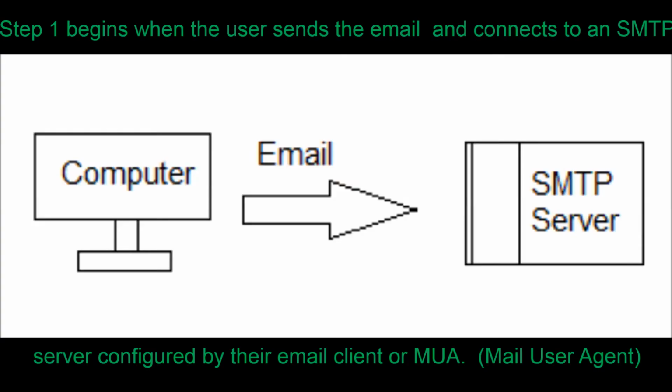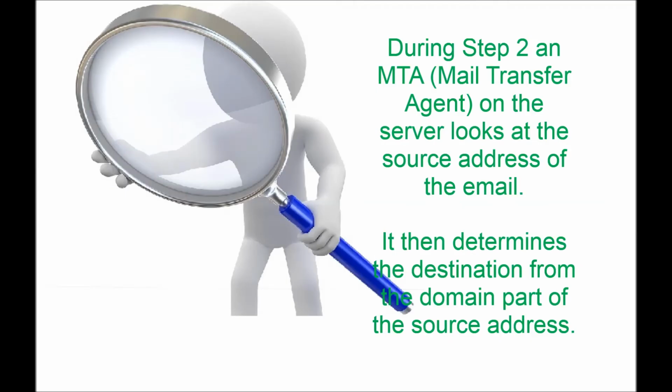Step 1 begins when the user sends the email and connects to an SMTP server configured by their email client, or MUA. During step 2, an MTA on the server looks at the source address of the email. It then determines the destination from the domain part of the address.